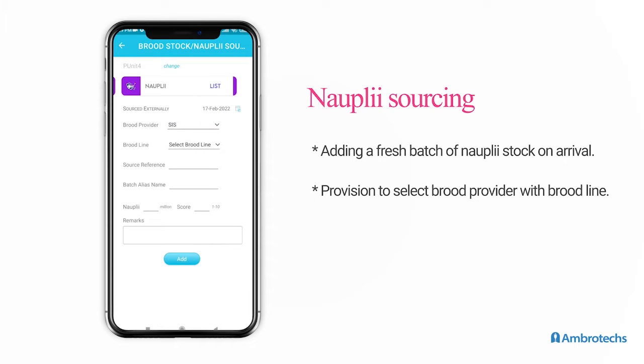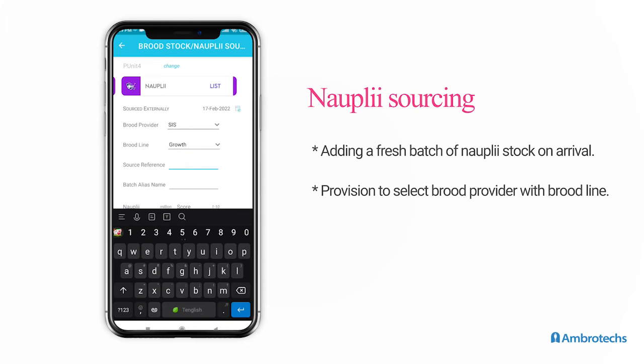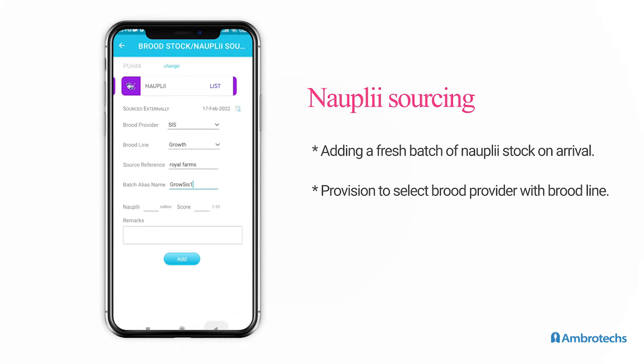Select the brood provider. Select the brood line. Fill in other details like source reference and batch alias name. Enter Nauplii count and score.